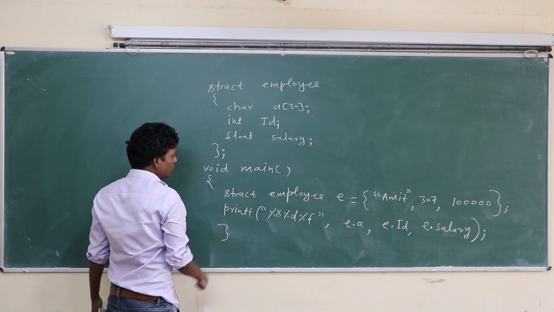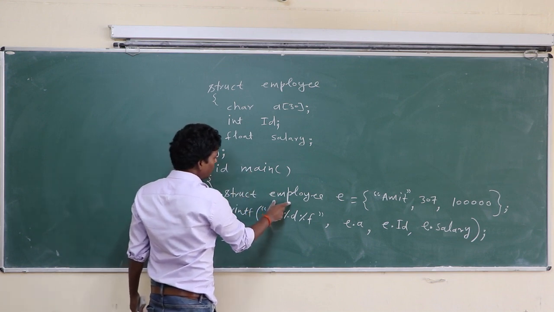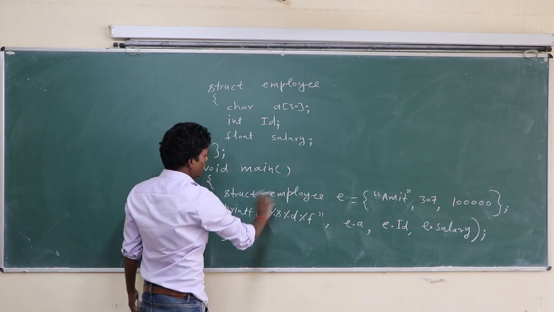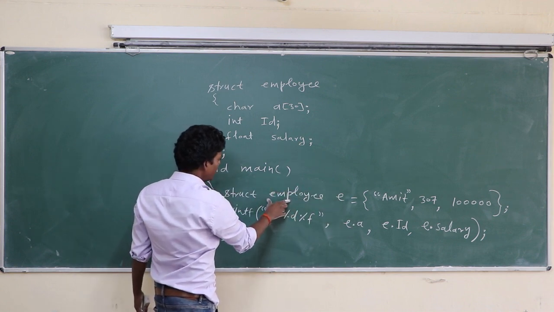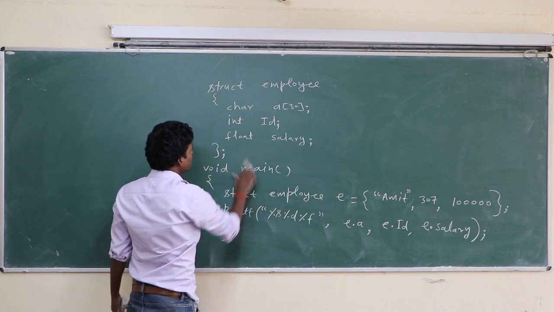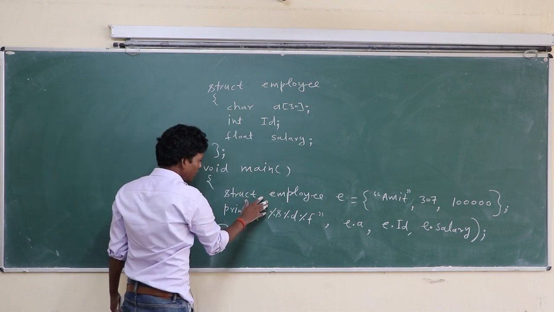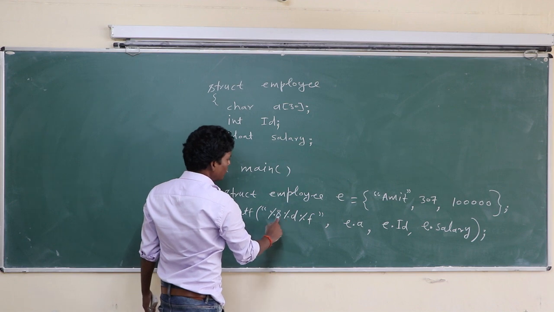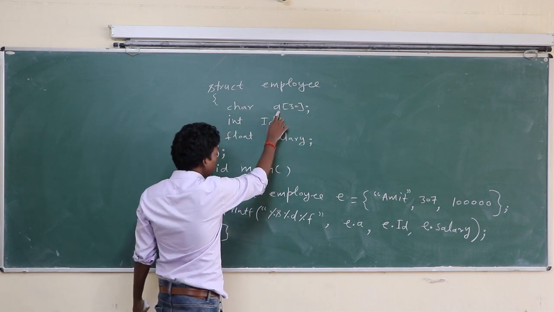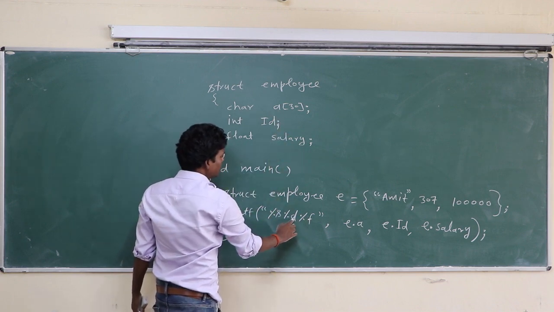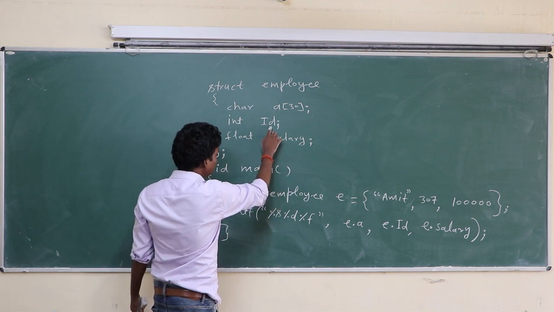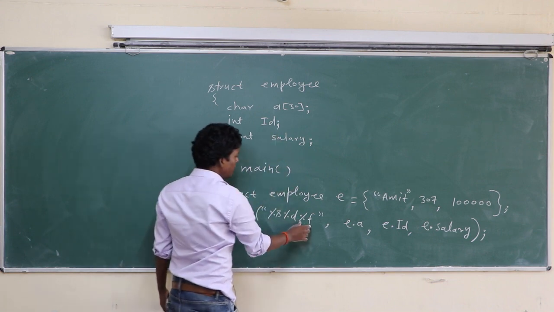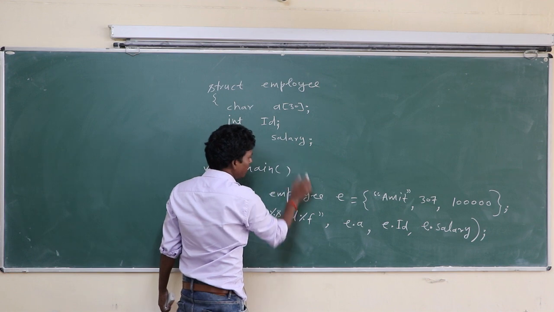Okay class? So struct employee e equal to this. We can use it, no error will be here, because this is visible here. So we can use this directly. %s for printing a, that is the name of employee. %d to print id, that is the id of employee. %f to print the salary, that is the salary of employee.